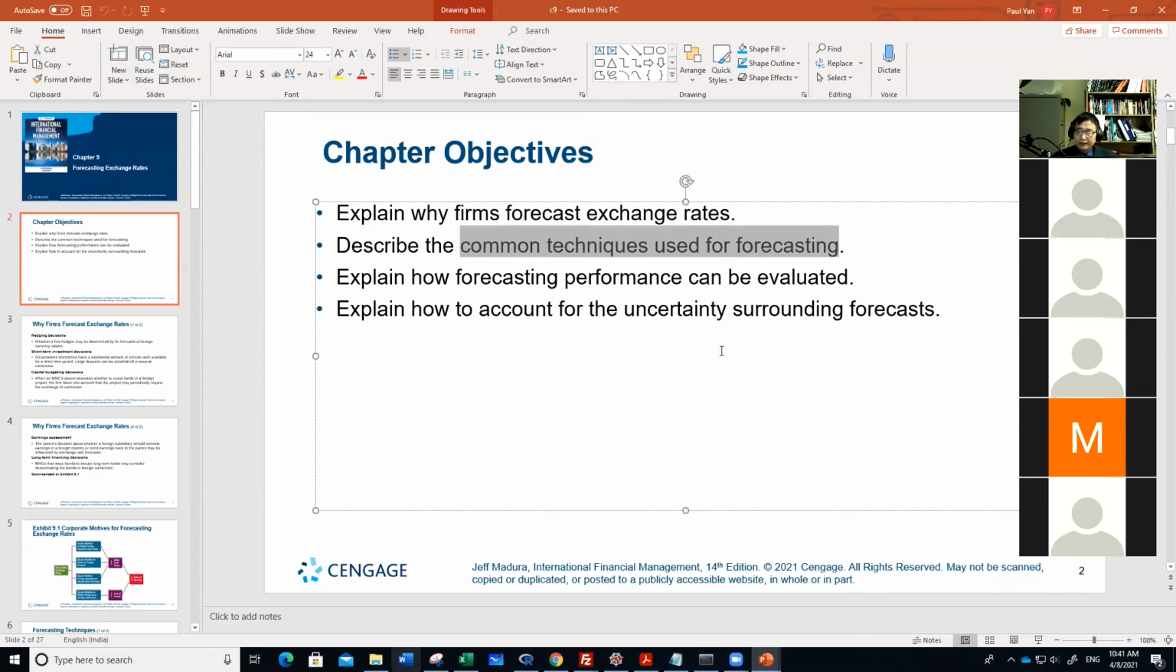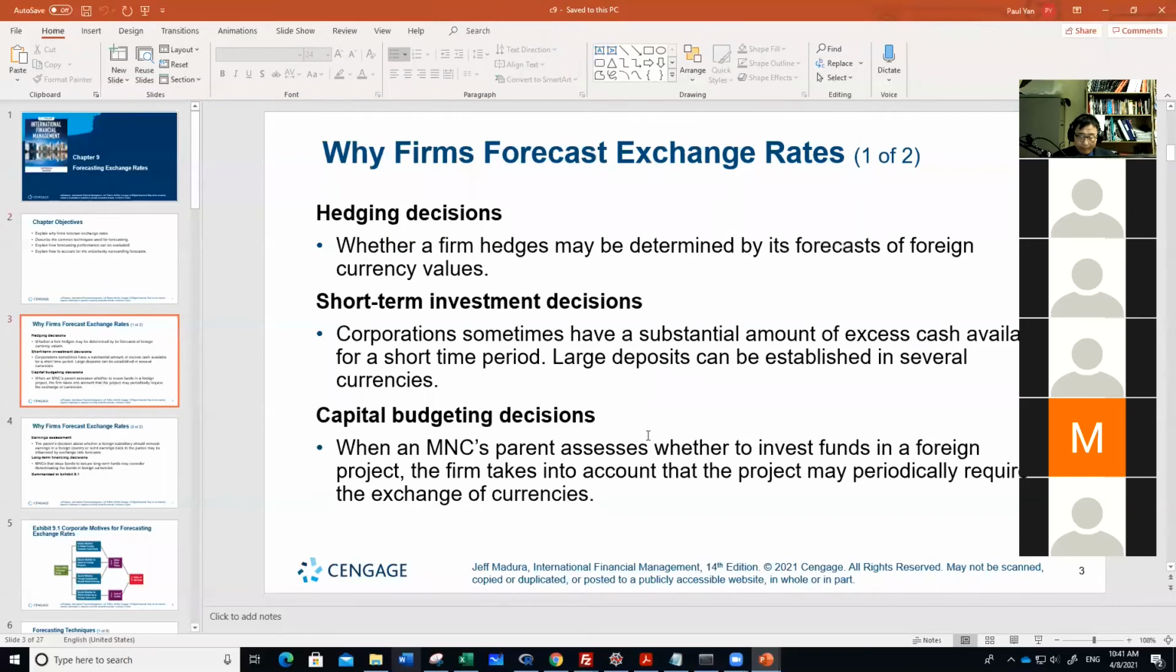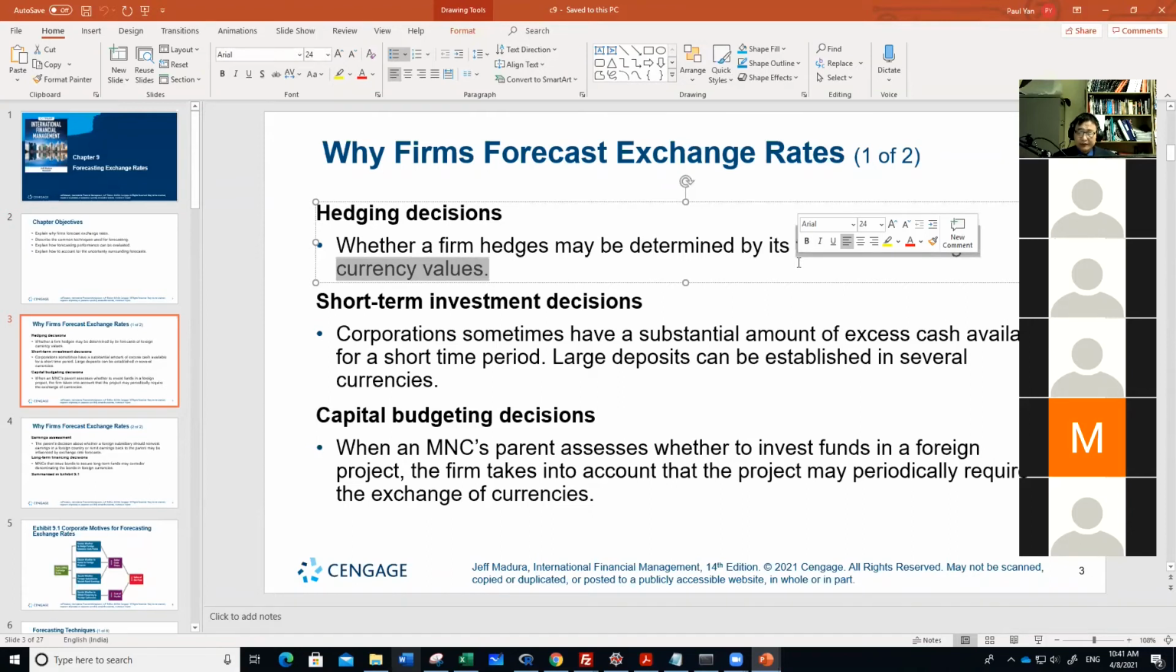So forecasting is independent from the decision whether the company will hedge or not. However, the company makes its decision depending on the forecasting result. Whether a firm hedges may be determined by the forecast of foreign currency value. Again, if we expect the foreign currency to appreciate, for a receivable there's a good chance they don't hedge. For a payable, they have a high chance to hedge. So this is a decision whether to hedge or not based on their forecasting.